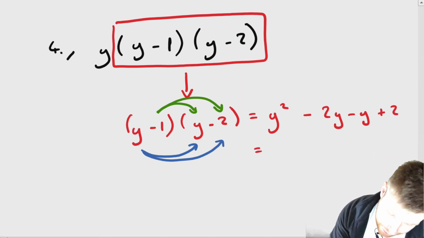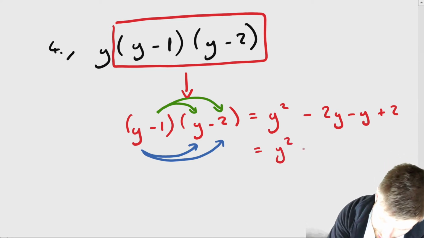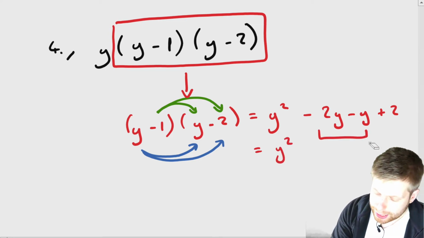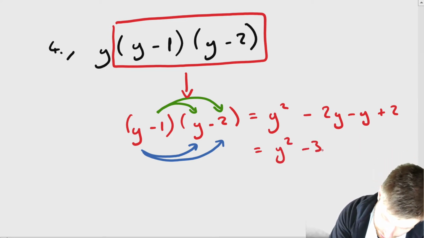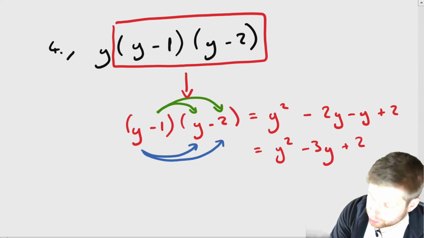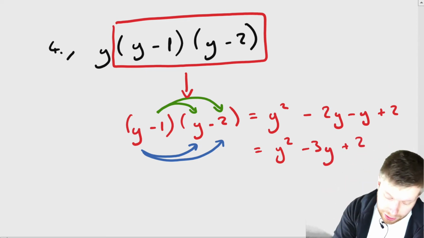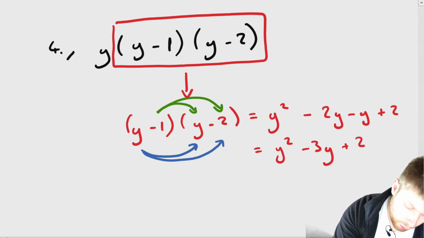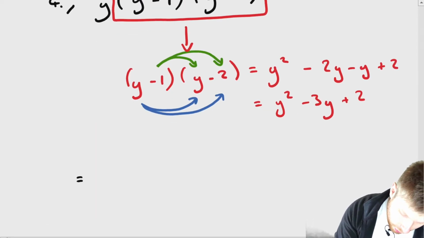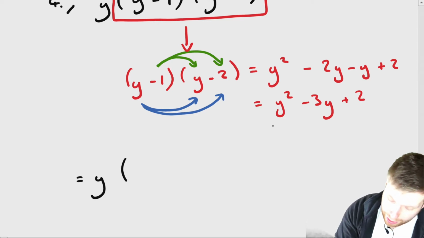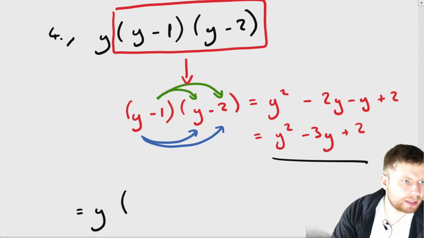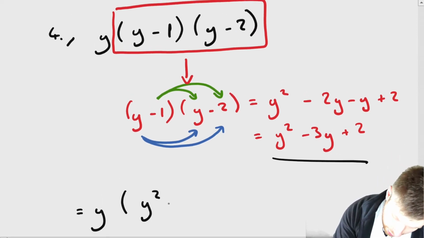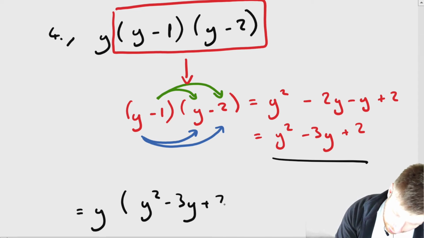And then finally, all that's left to do is to simplify. So we have y squared. You notice the negative 2y take away y, that's going to give me negative 3y. And I've got the plus 2. So that's basically what I can replace my red thing with up here. So in other words, I have y times by, and then I just replace my red with this. So that's my expanded thing: y squared minus 3y plus 2.